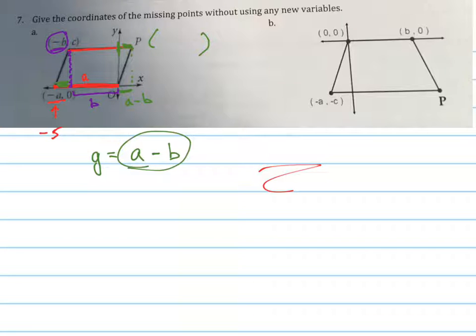Why would X be that? That makes no sense. I don't get it. We didn't even learn that. Izzy, you were asleep. So the question is, how did I come up with A minus B equals the x coordinate? A minus B is the x coordinate of this P point.